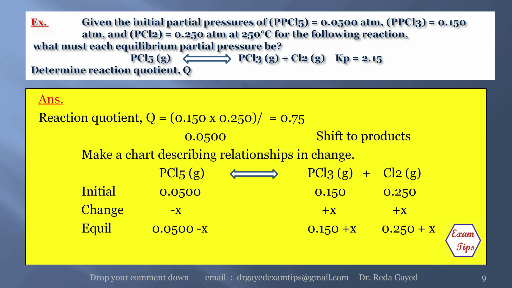So make a chart describing the relationships in change. This table is the ICE chart, ICE, ice chart. This is the initial concentration, which is 0.05 for PCl5, and the initial for PCl3 was 0.15, and finally the initial for chlorine is 0.25. Why is it not 0 like before? Since it is given clearly in this question.